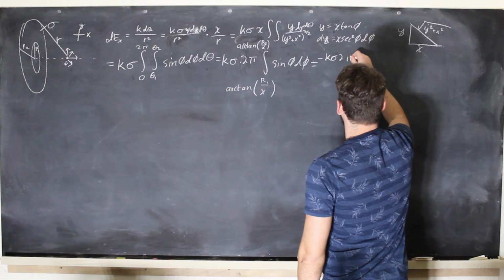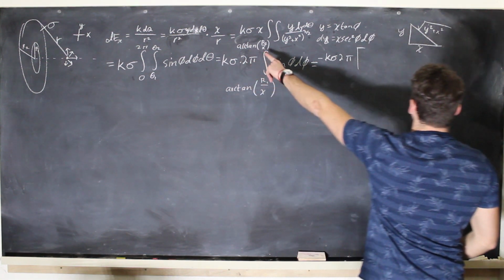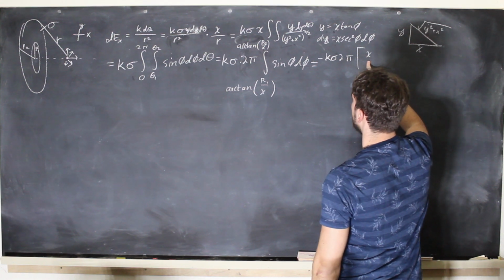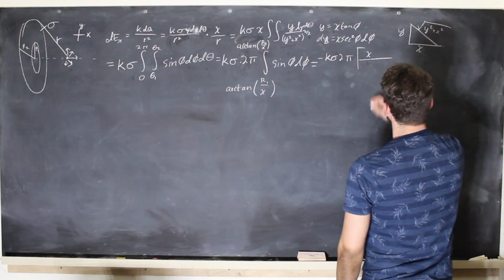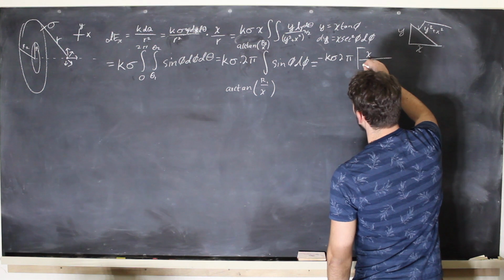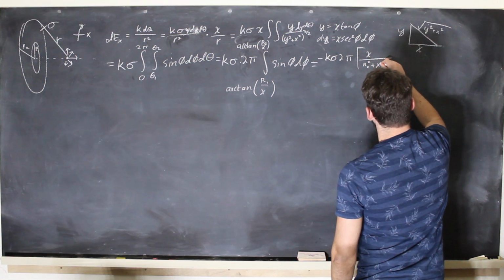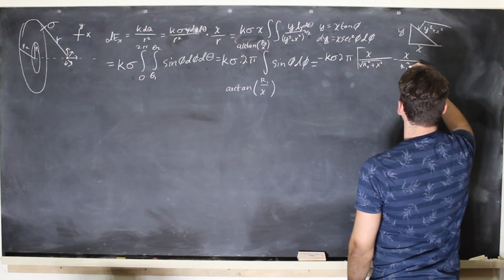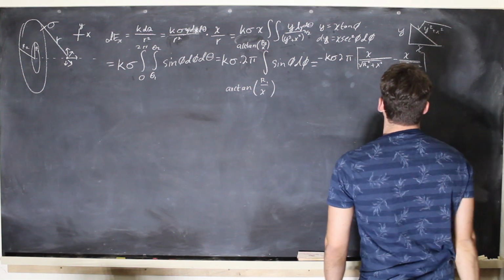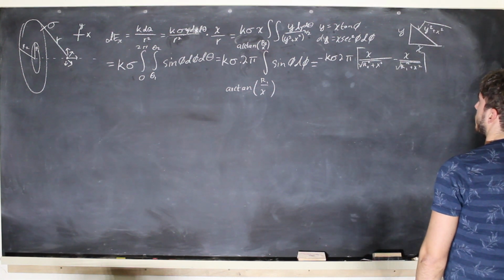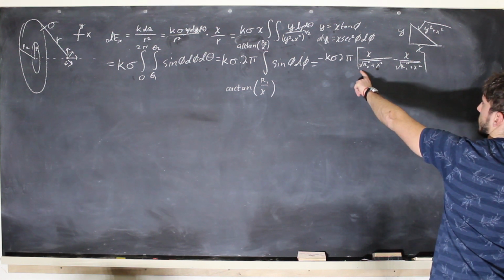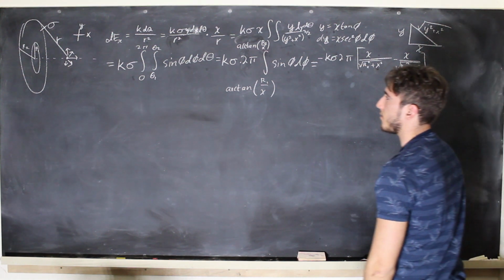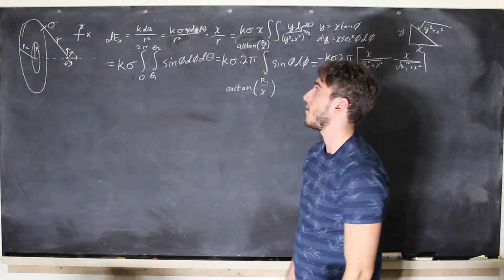k sigma 2 pi, cosine of arctan of R2 over x, which gives x over the square root of R2 squared plus x squared, minus x over the square root of R1 squared plus x squared. And then if you really want to, you could pull out an x here, cancel these two out.